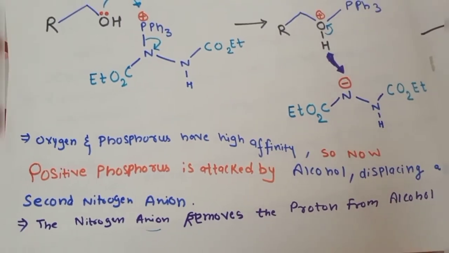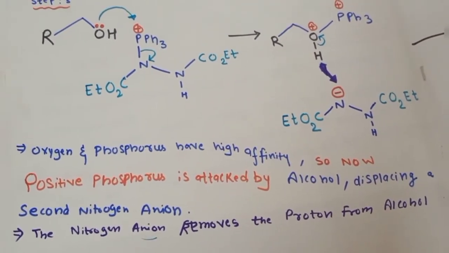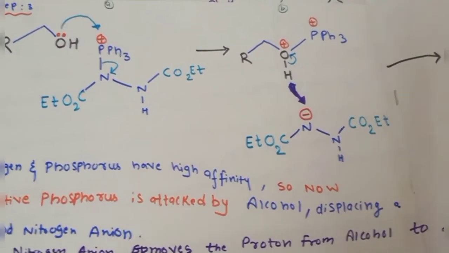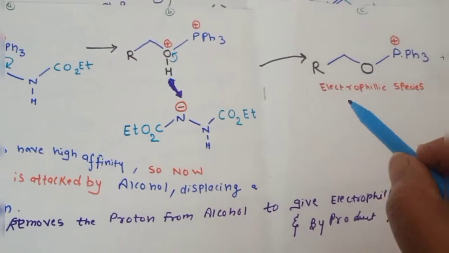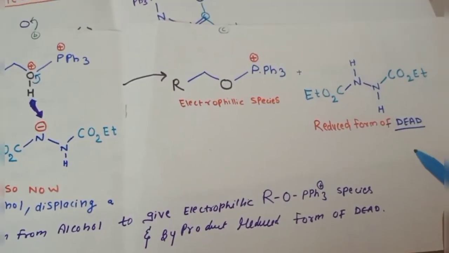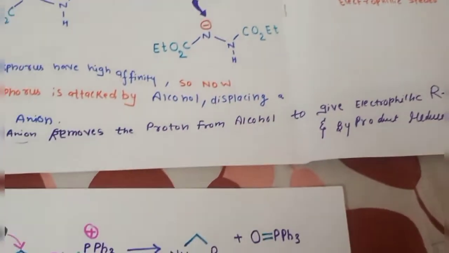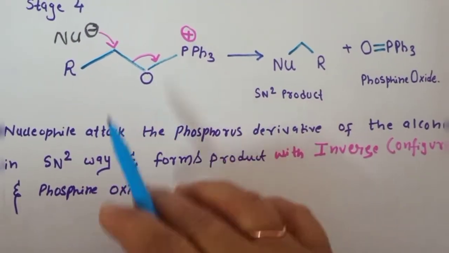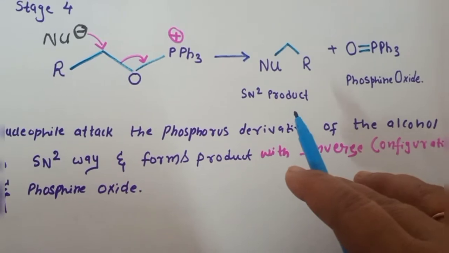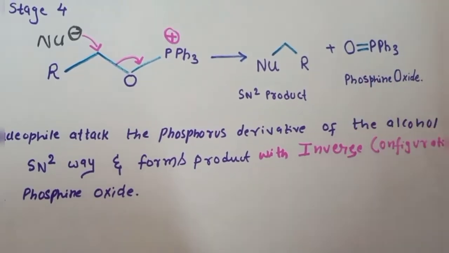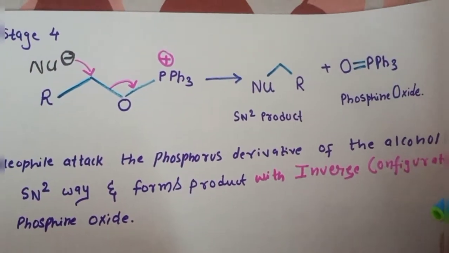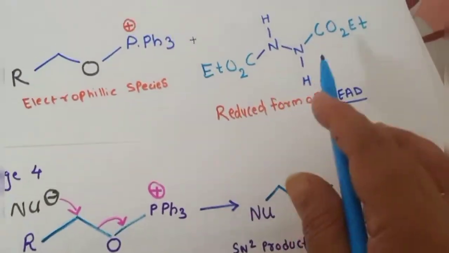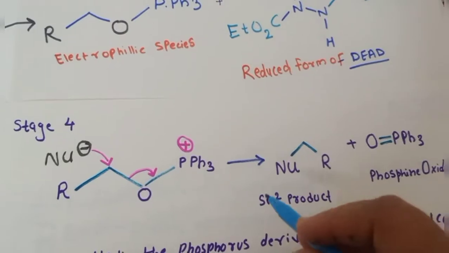In the third step, the alcohol OH group will attack the phosphorus positive charge. So we will have the formation of an electrophilic species, and we will have the reduced form of the DAD. In the fourth step, finally the nucleophile and the electrophile will undergo the reaction, and we will get the desired product, and the phosphine oxide will be eliminated as a byproduct. So the important byproducts of this reaction are the phosphine oxide, the reduced form of the DAD, and our SN2 product.